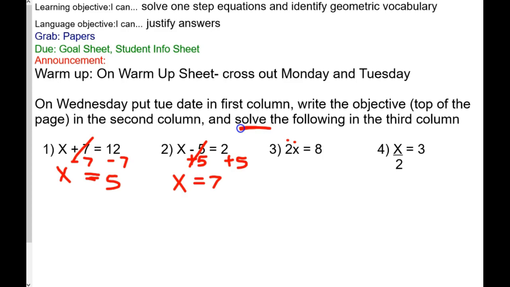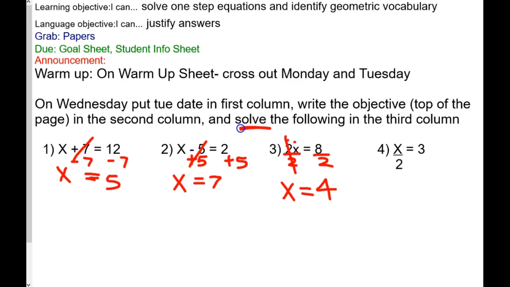So anytime there's a coefficient, that's the last thing you need to get rid of. We just said they're being multiplied, so the opposite is to divide, right? So divide by 2, and if I do it on one side, I'll do it on the other. So I divided by 2 on both sides, the left sides cancel out, and I'm left with x equals, what's 8 divided by 2? 4. Okay.